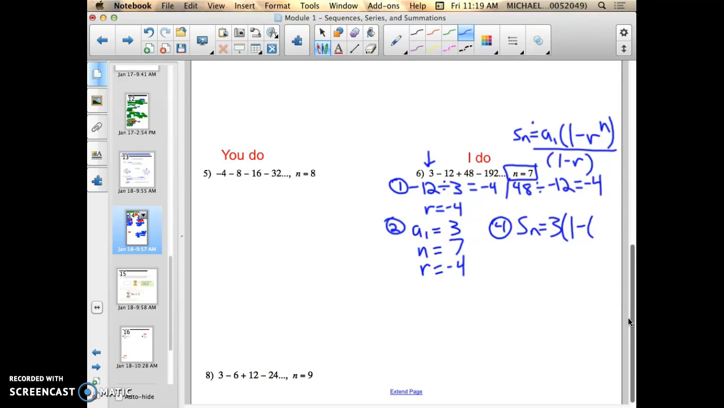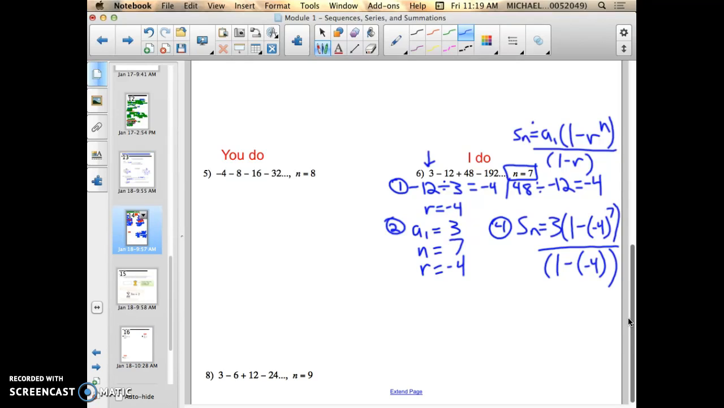Remember, anytime that your r or your d is negative, please put it in parentheses, especially if it has a power with it. In this case, it does. My n, which is 7. So negative 4 raised to the 7th, all over, and close the parenthesis, and it's all over 1 minus a negative 4. Close that parenthesis.